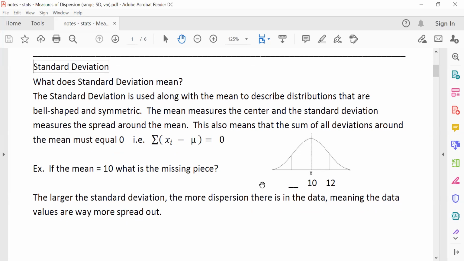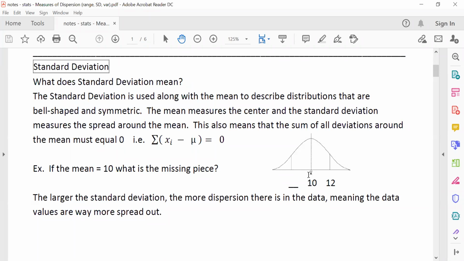Now, the interesting measure of dispersion is something called the standard deviation. The standard deviation is nice because it will give us an idea of how much the data is spread around, and even better, if you have a symmetric bell-shaped distribution, you can actually use something called the empirical rule to predict certain information about the data that you have.